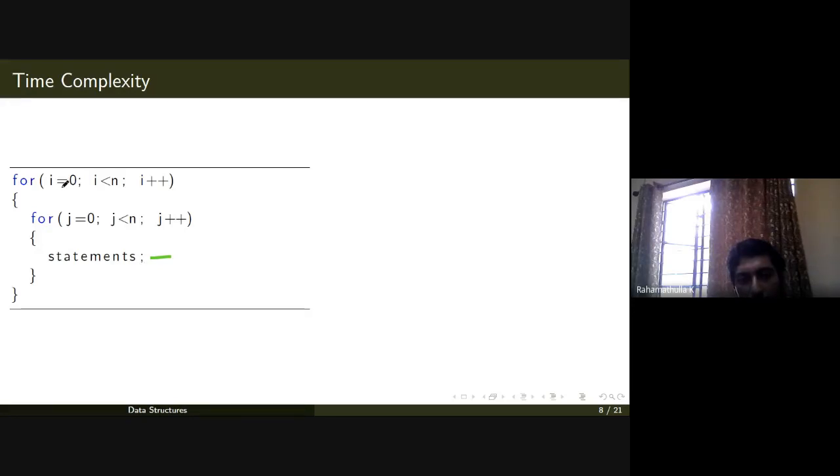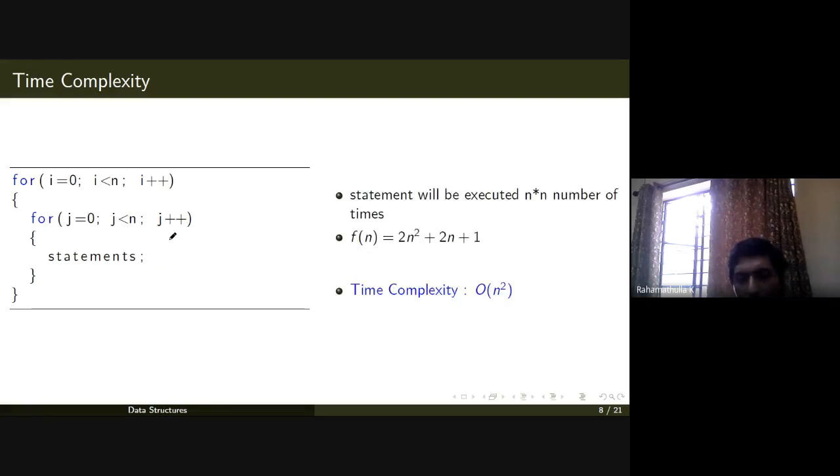For i equal to 0 and j equal to 0, the statement will be executed once, and 0 1 again executed, 0 2 again executed, then 1 0, 1 1, 1 2, etc. So from that it is very clear that the statement will be executed n into n number of times. This will contribute the first n part, and this for loop will contribute the second n part.